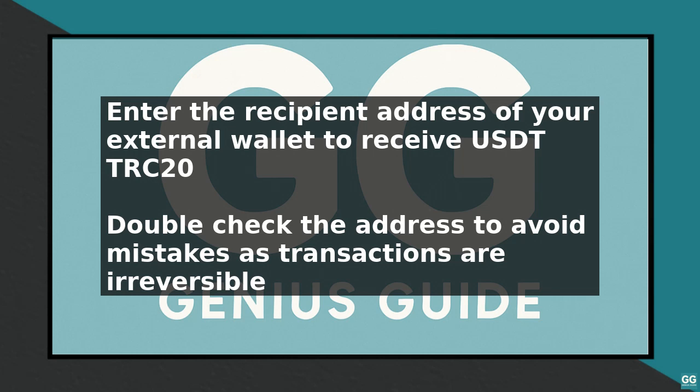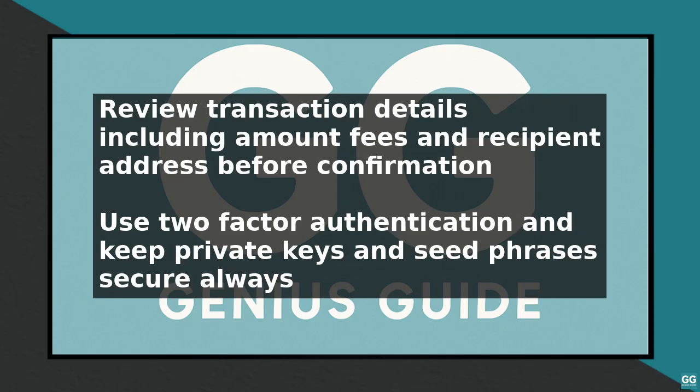The withdrawal process typically takes a few minutes to an hour, depending on the network congestion and the exchange or wallet's processing speed. Once the transaction is confirmed on the Tron blockchain, the USDT TRC20 will be credited to your external wallet. To ensure the security of your funds, always use two-factor authentication when logging into your exchange or wallet.